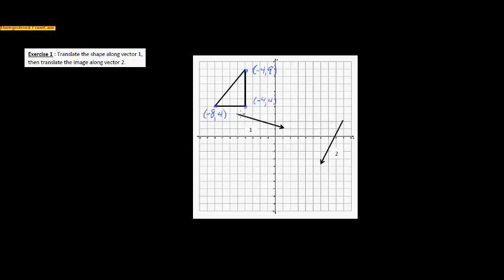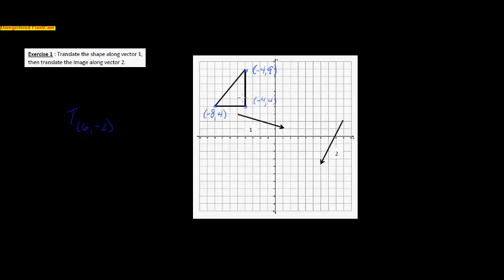We can just count how many places that this vector is asking us to translate the object. I'm going to start, we always start at the base of the vector right here with the non-arrow side. First I'm going to count in my x direction. Well, which way is it going? It's going 1, 2, 3, 4, 5, 6 to the right. So if I use my notation from before, that would be a translation 6 to the right. And then how many am I going to go? I'm going to go down 2 to get to the end of that vector. So I'm going at a -2.